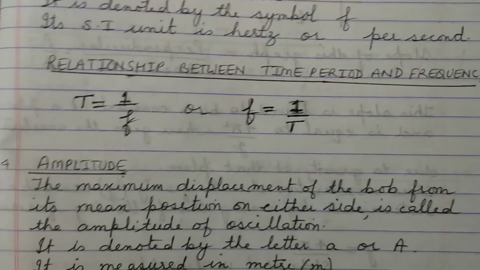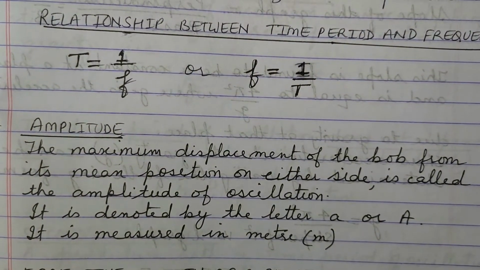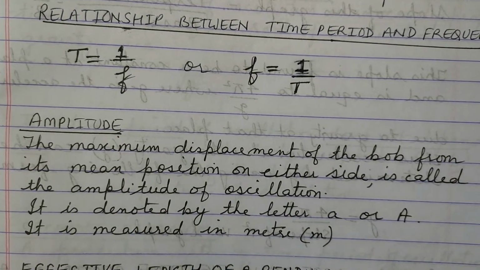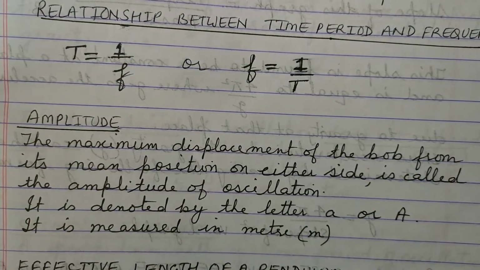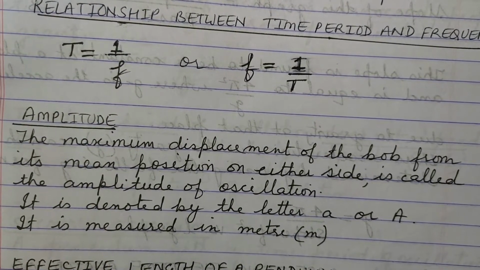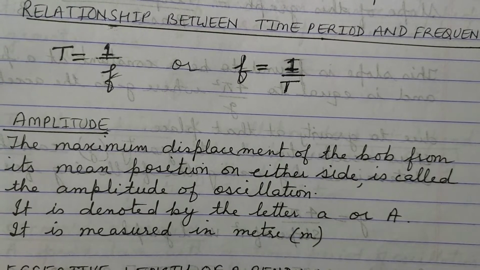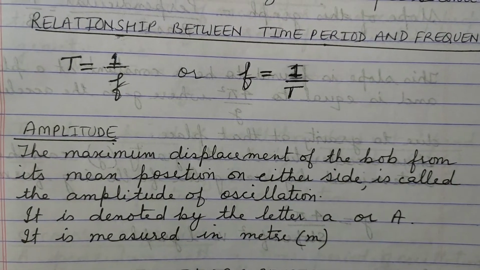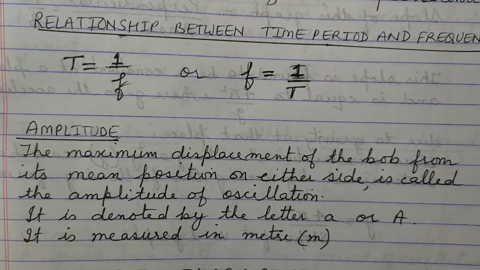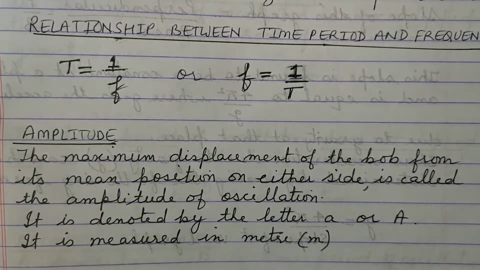There comes another term, that is amplitude, which means the maximum displacement of the bob from its mean position on either side. Now once one oscillation will be taking place, on both sides the bob is going to cover the same distance, right? So that's going to be the amplitude of oscillation. It is represented by small a or capital A, and the SI unit will be meter.